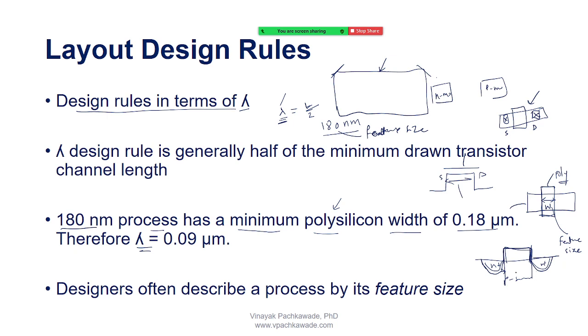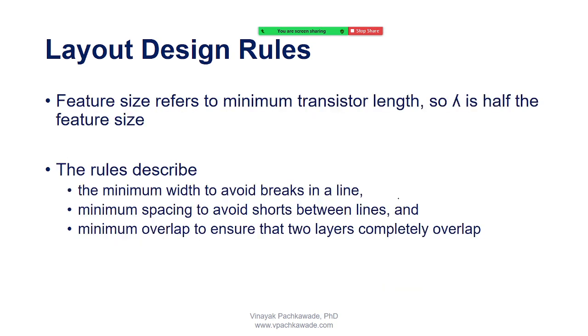Did you understand that? Yes, sir. Yeah. So the polysilicon width will set the distance between source and drain. Designers always describe this process by means of the feature size. They always talk about feature size, technology node, 180 nanometer. So you should know this as a physical engineer or VLSI engineer. You should know this one.